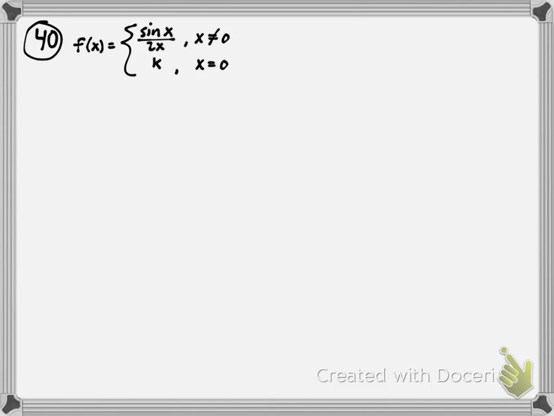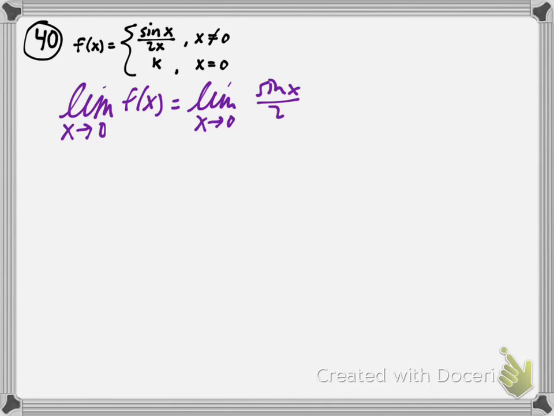So all we have to do is find the limit as x approaches 0. The limit of f of x as x approaches 0 is the limit of sine of x over 2x. Well, obviously if you plug 0 in, you're going to get 0 over 0. But if you remember the limit as x approaches 0 of sine of x over x, that's 1. And we could factor out that 1/2.